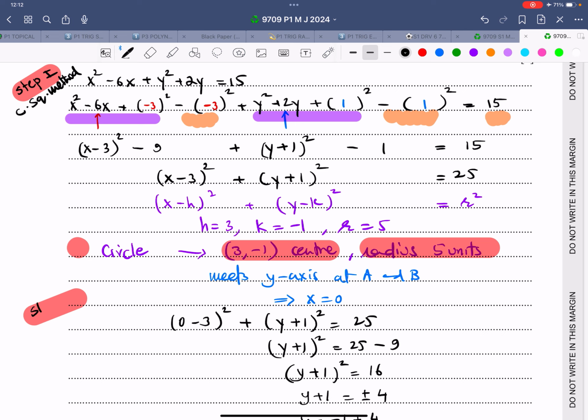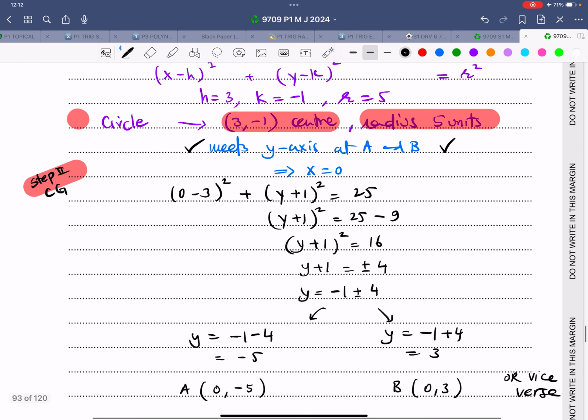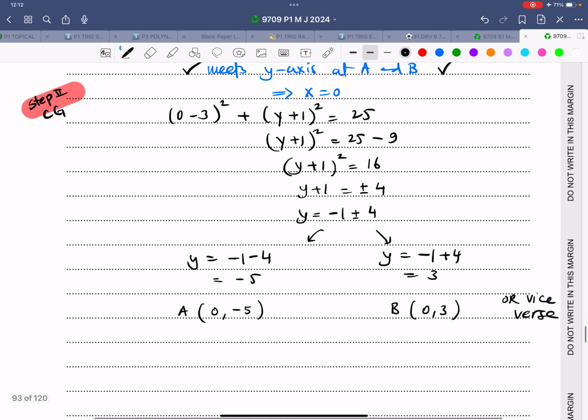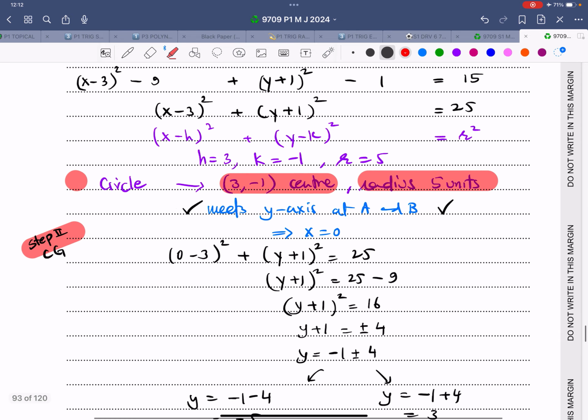So what is step number 2? That is basically coordinate geometry. The circle is also part of coordinate geometry, but in the sense that it meets the y-axis at A and B, therefore x is 0. Now when x is 0, you get these values and you get two answers. One answer is A, the other one is B, or vice versa, because they have not specified which one is specifically A and which one is specifically B. It doesn't make a difference.